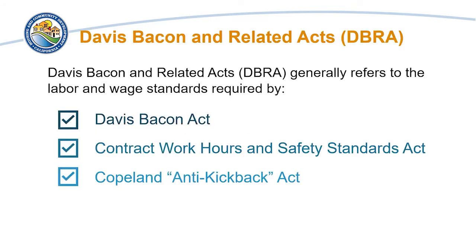The Davis-Bacon and Related Acts, or DBRA, generally refers to the labor and wage standards required by the following acts. First, the Davis-Bacon Act. Second, the Contract Work Hours and Safety Standards Act. And third, the Copeland Anti-kickback Act.